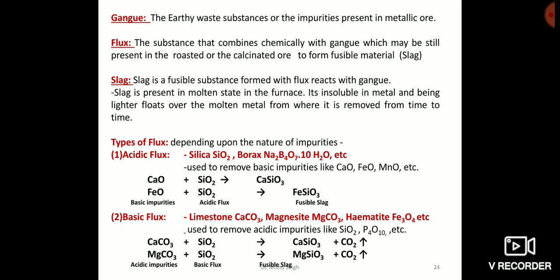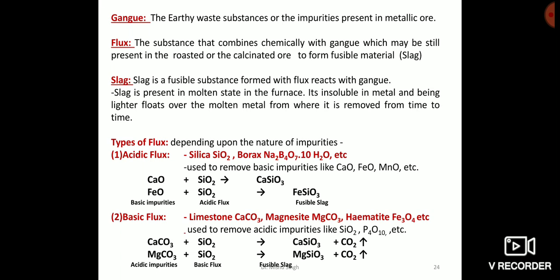Now, there are three important terms which you need to know. One is gangue, second is flux, and third is slag. What is gangue? The earthy waste substances or the impurities present in metallic ore are collectively called gangue or matrix.